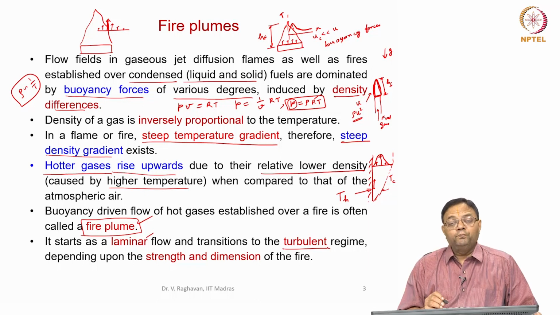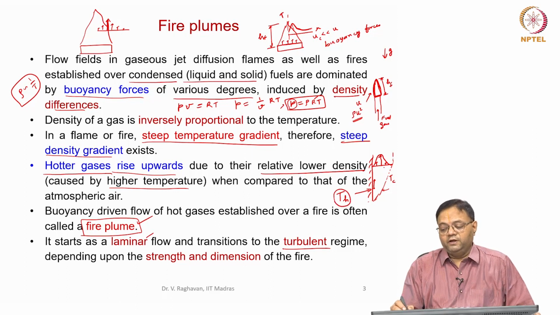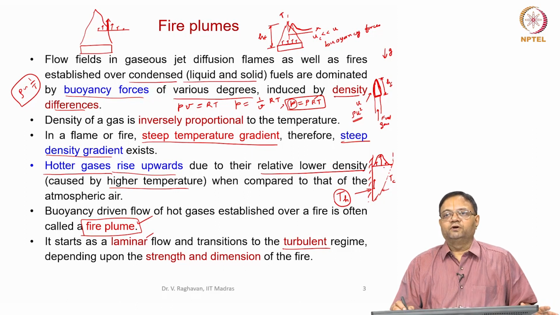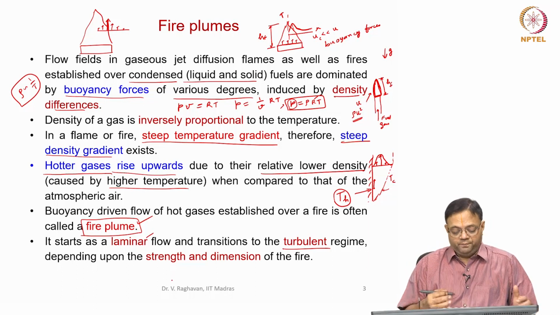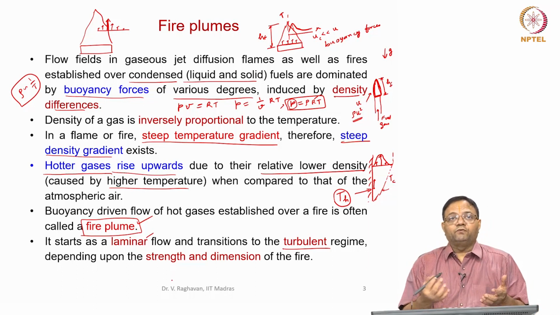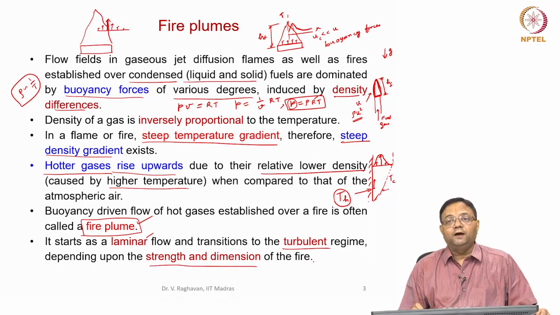Do you understand? However, one more point here is, if you take the vertical hot plate case, based upon the temperature difference TH minus TC, the strength of the natural convection will be higher or lower. Similarly, here also the transition from laminar to turbulent depends upon the strength and the dimension of the fire.